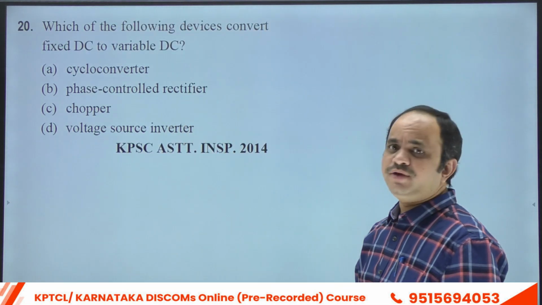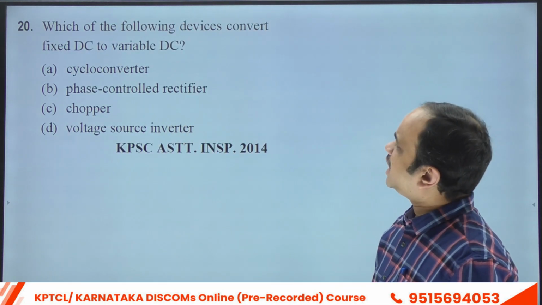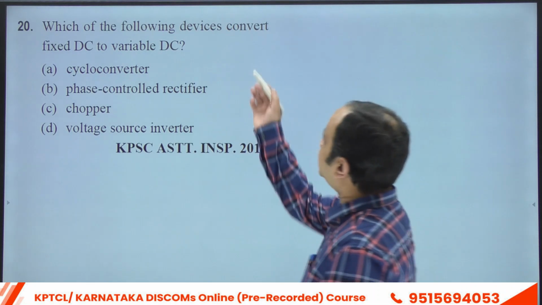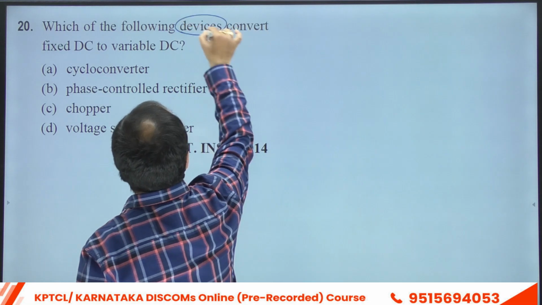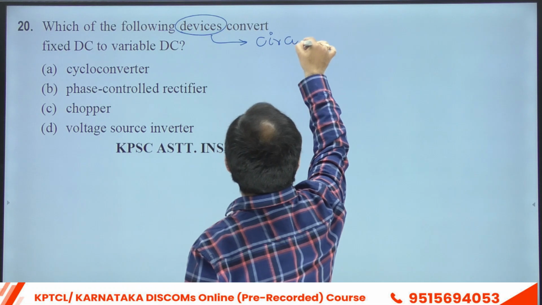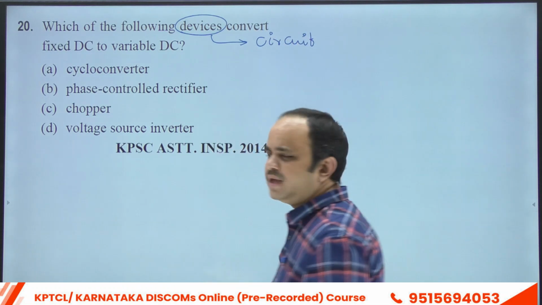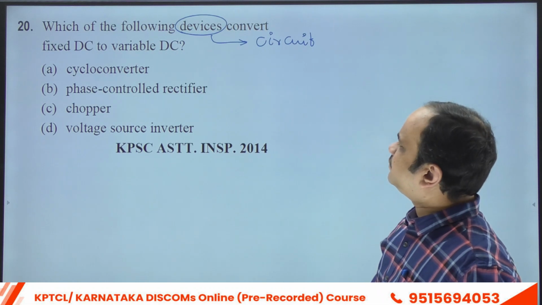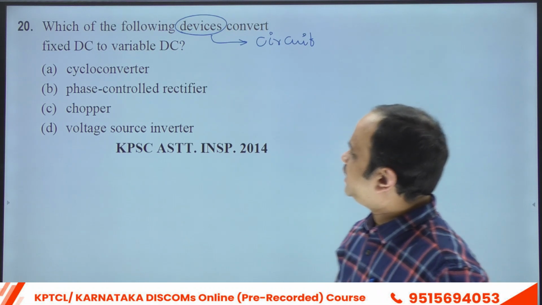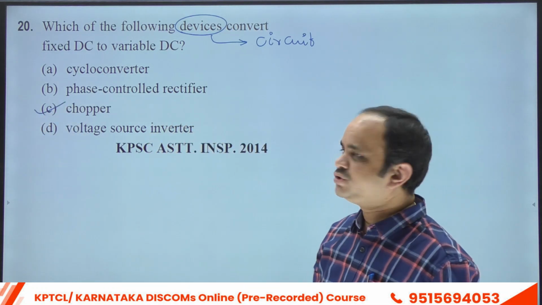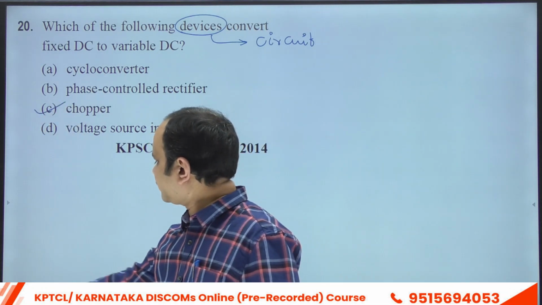Next, which of the following devices convert fixed DC to variable DC? It is appropriate not to use the word devices; it is appropriate to use circuit. But in the exam it is given like that. So which of the following circuits convert fixed DC to variable DC? That is obviously chopper. This question is based on a simple definition.